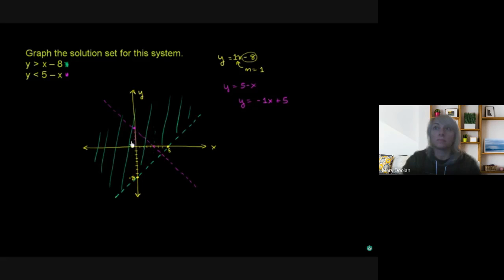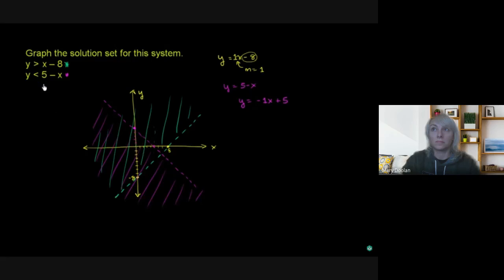So for any x value, 5 minus x will sit on that boundary line. But we care about the y values that are less than that. So we want everything that is below the line. And once again, you can test on either side of the line.